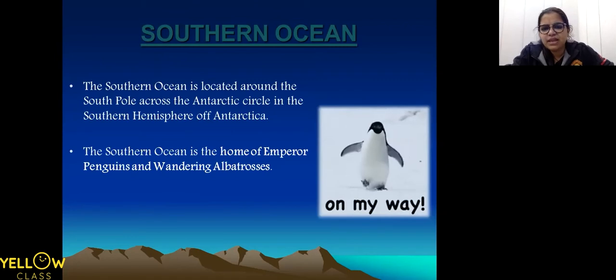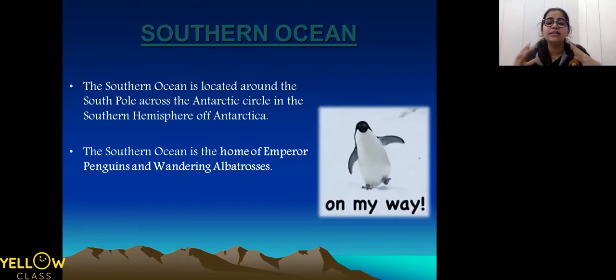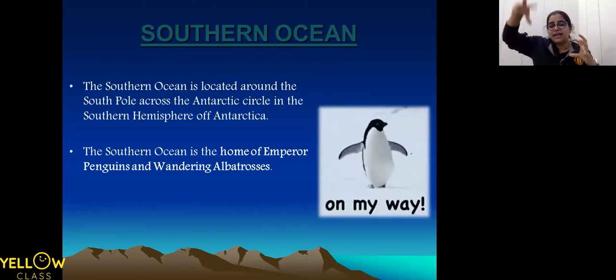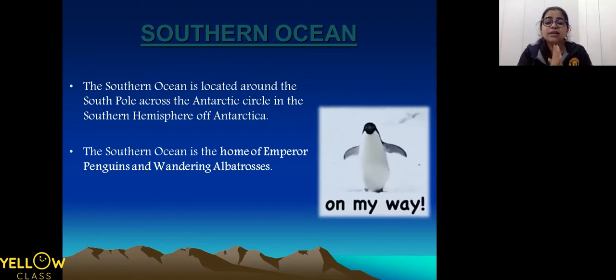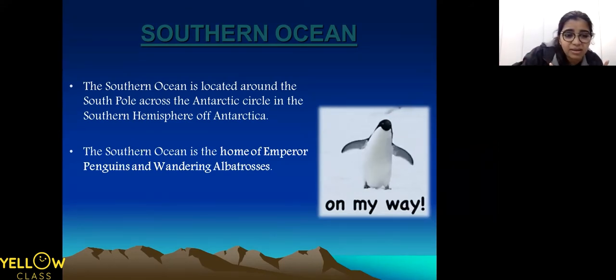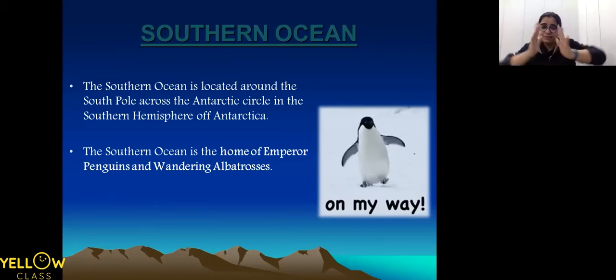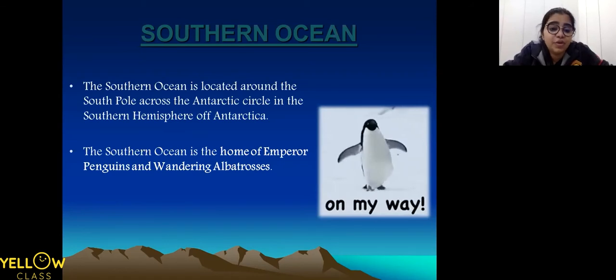Now, what's with the Southern Ocean? Why is it called the Southern? Because it is located around the South Pole. The Arctic, we decided, is around the North Pole. The Southern Ocean is around the South Pole. It crosses the Antarctic Circle in the Southern Hemisphere, like the down south side. That's why it's called the Southern Ocean.